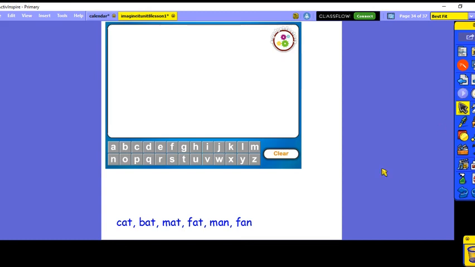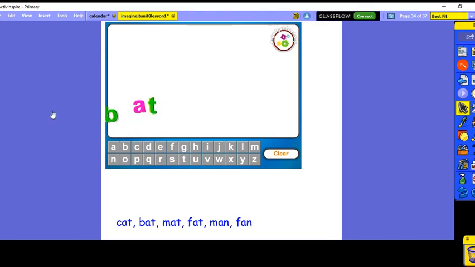All right, let's make some words really quick, okay? Let's start with this one. Let's say all the sounds. K, a, t. What word do we have? Cat. All right, let's just change the first sound. We still have the at at the end. Now let's say b, at. What word is that? Bat.